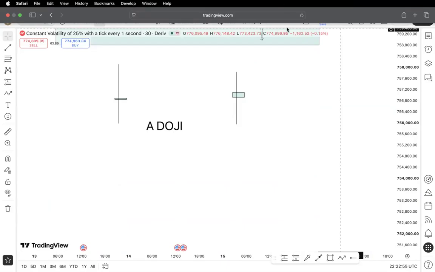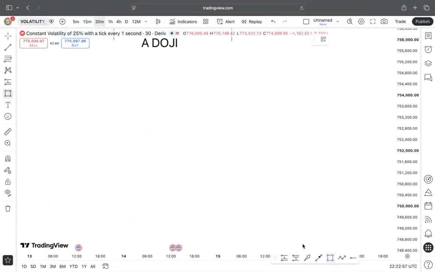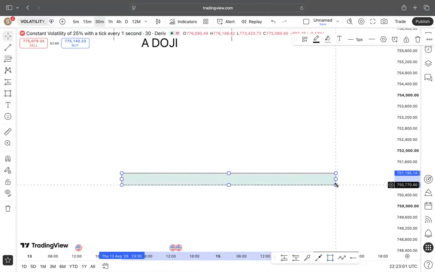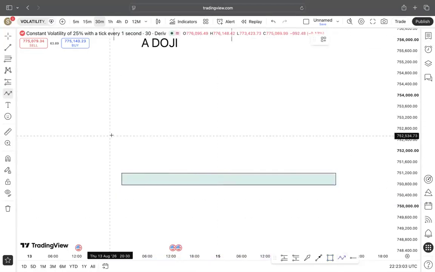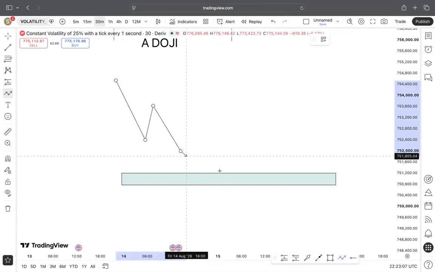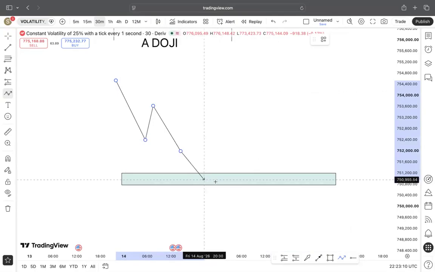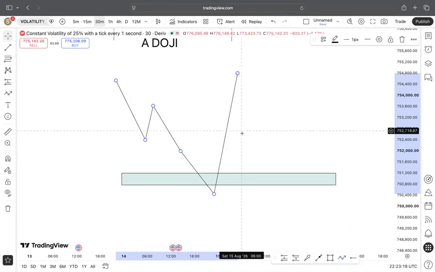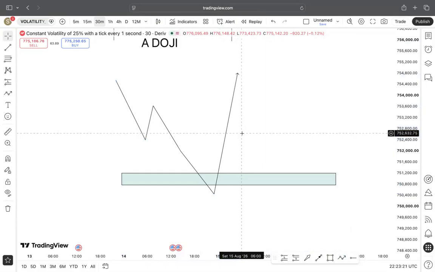So let's say your POI is somewhere here, and you want to buy the market. Take, for example, you want price to come here, and when price comes here, you wait for the morning star, and when the morning star finishes printing, you go for a buy. They are mostly found at the end of a downtrend, and they signal that the trend is about to reverse into an uptrend.